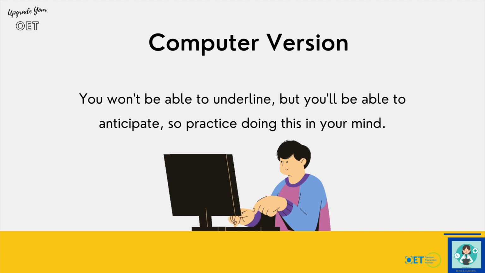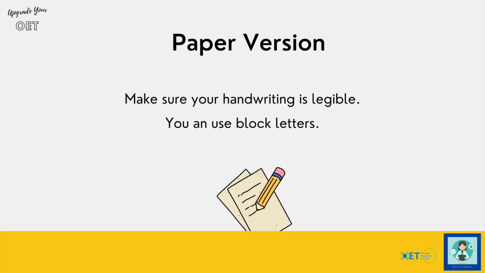Again, just to remind you, if you're doing the computerized version, you're not going to be able to underline things in the options, just in the questions, but you can still anticipate. So just practice doing that. And if you're doing the paper version, just make sure your handwriting is legible. You can use block letters, so that's all capital letters, that's fine. Just practice doing that again because it takes a little bit longer to write like that normally.